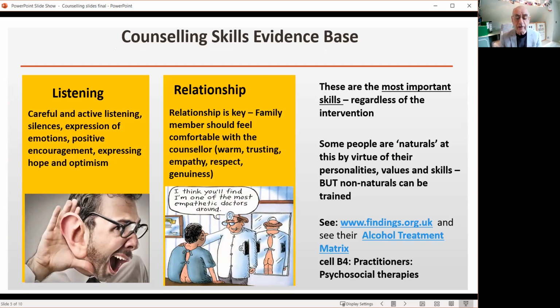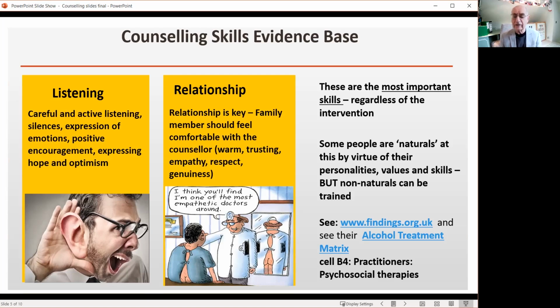So first, we have divided up client-centred counselling into two key ideas. The first idea is that it is vital to listen to what an affected family member is saying. And listening here subsumes a whole host of individual skills. Yes, it means careful listening, but it also means active listening, hence encouraging the family member by how you respond to them. It means allowing and using silences as part of the encouragement. It means allowing the family member to express their emotions. It means providing positive encouragement and expressing hope and optimism that change is possible.